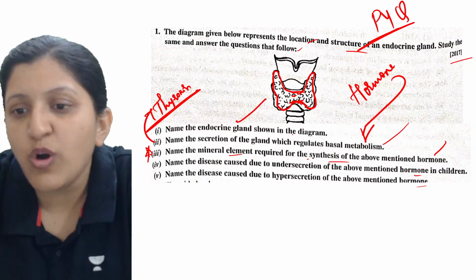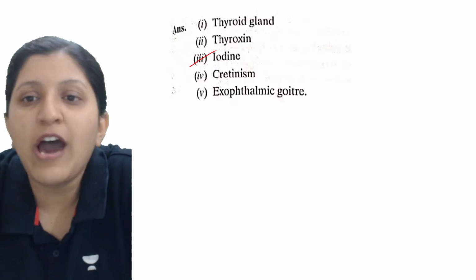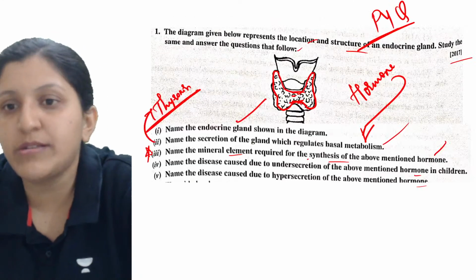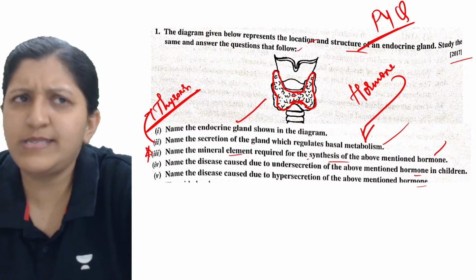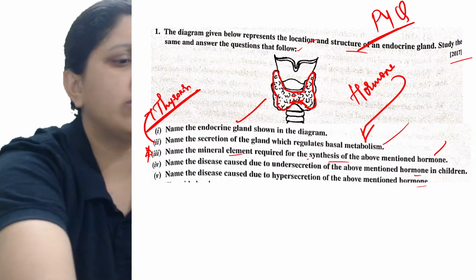Name the disease caused due to undersecretion of the above mentioned hormone in children. This can be with respect to cretinism anyway. So yeah, we'll have a look at this.